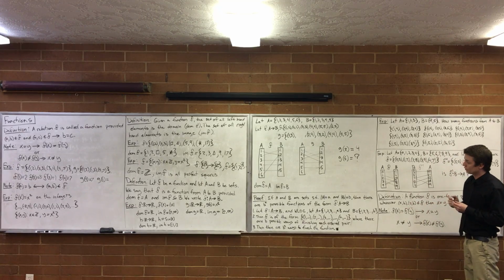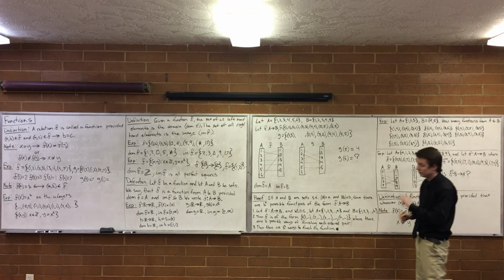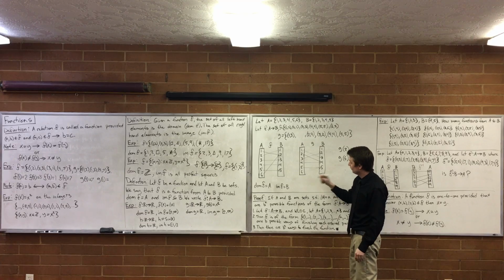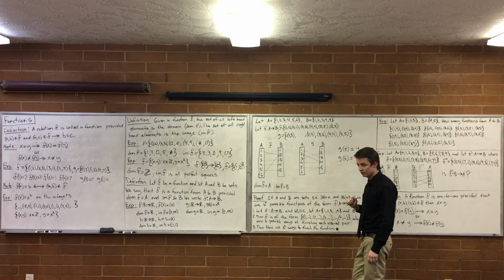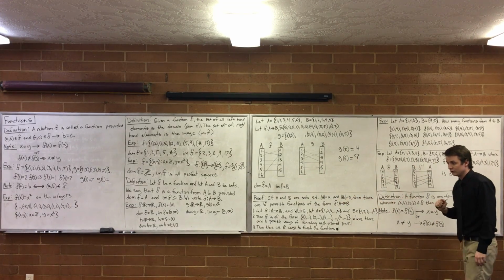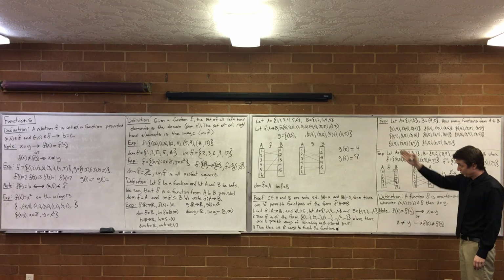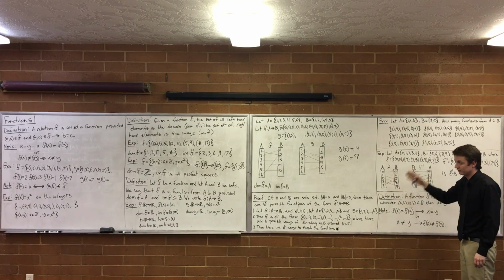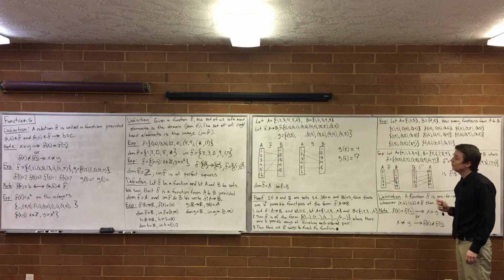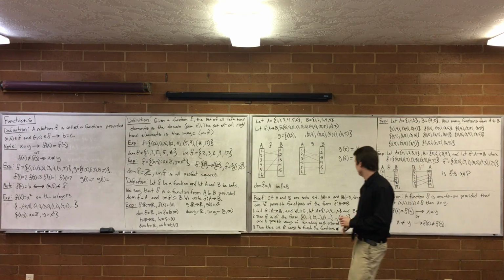So g was bad for 2 reasons. It mapped 2 to 2 different things, and it didn't map 6 to anything. So now it's a function, but it's not a function from A to B. Okay.